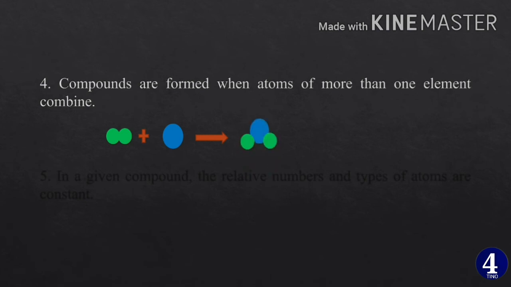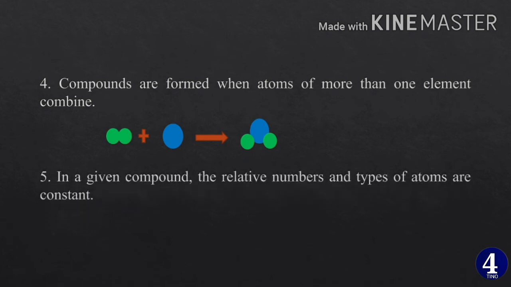This is the fourth postulate of Dalton's atomic theory. And the fifth one is, in a given compound, let's say water, as an example, the relative number and types of atoms are constant. Okay, if you have water from your house, or water which you can purchase, or water from the river, from the ocean, whatever the source of the water, as long as that is a pure compound, there is always the same number of atoms for oxygen and atoms for hydrogen. The same number, okay?